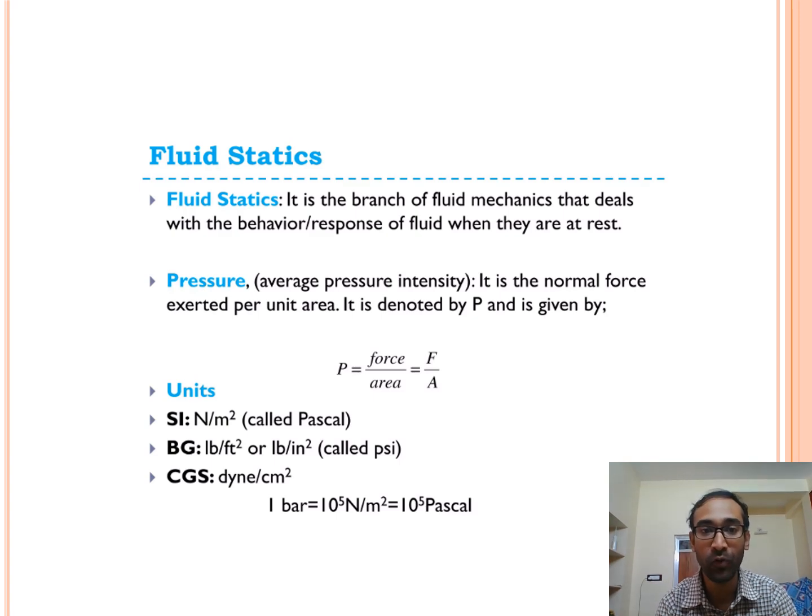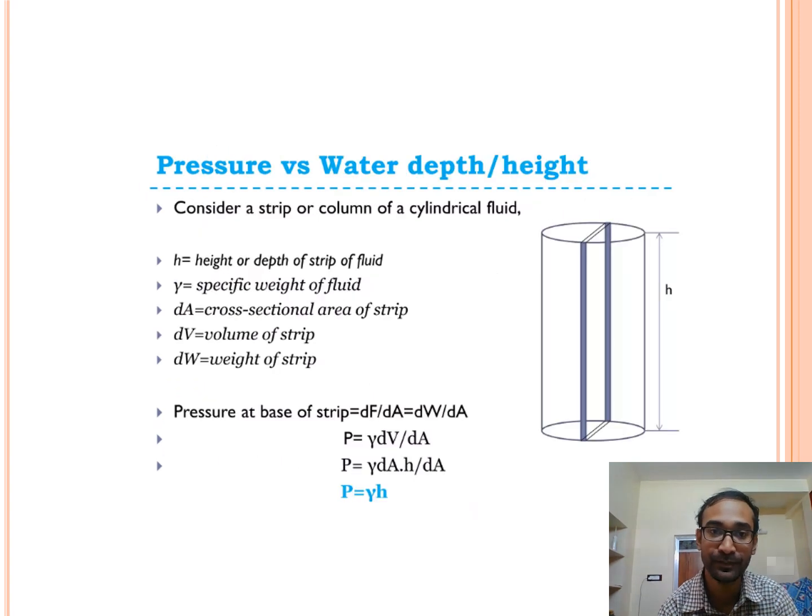What is pressure? Pressure is the normal force exerted per unit area. It is denoted by P, and P is equal to force by area, that means F by A. So what are the units in SI, CGS, BG? SI unit is Newton per meter square, called Pascal. BG unit is pound per foot square, called PSI. CGS unit is dyne per centimeter square. And another, 1 bar equals 10 to the power 5 Newton per meter square. You can say 10 to the power 5 pascals.